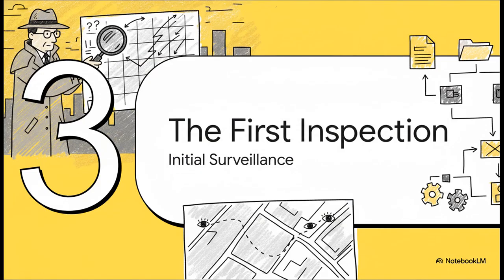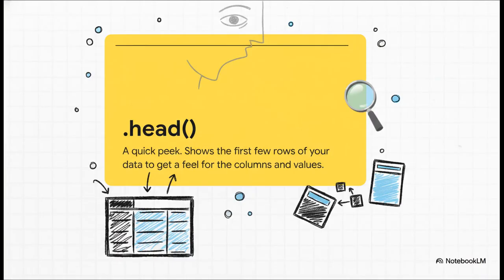Okay, so our data is loaded. Now, a good detective doesn't just rush in and start asking questions, right? No. First, you do some surveillance. You've got to get the lay of the land and see what this data set is really all about. Our very first tool for this is head. And it's exactly what it sounds like. It just gives you a quick peek at the first few rows of your data. It's a super simple, instant way to check, hey, did everything load correctly? And to get a look at our column names.